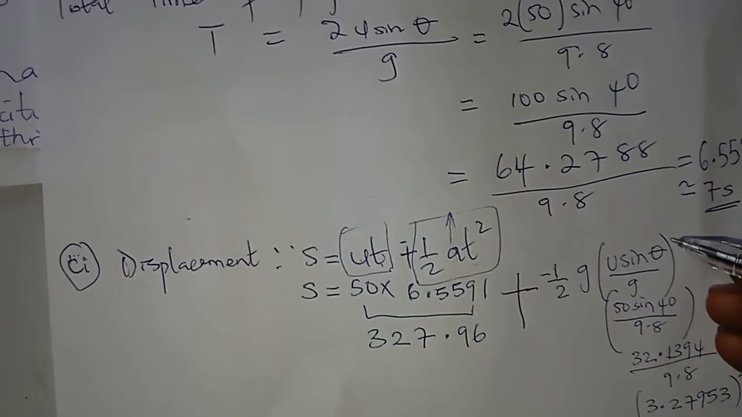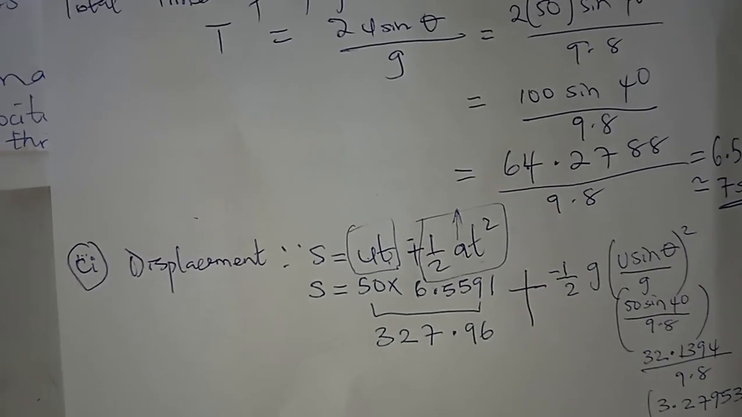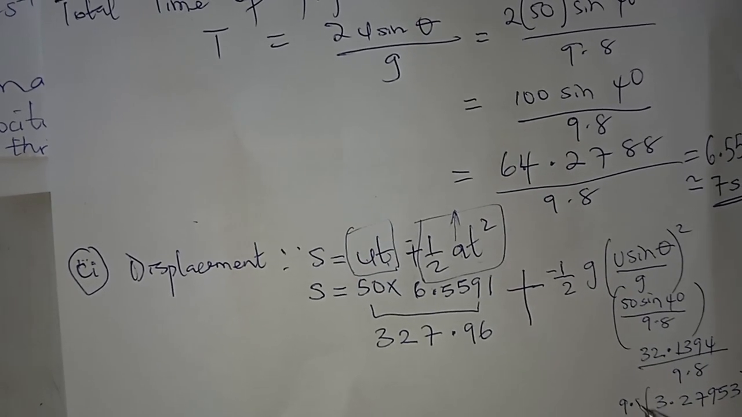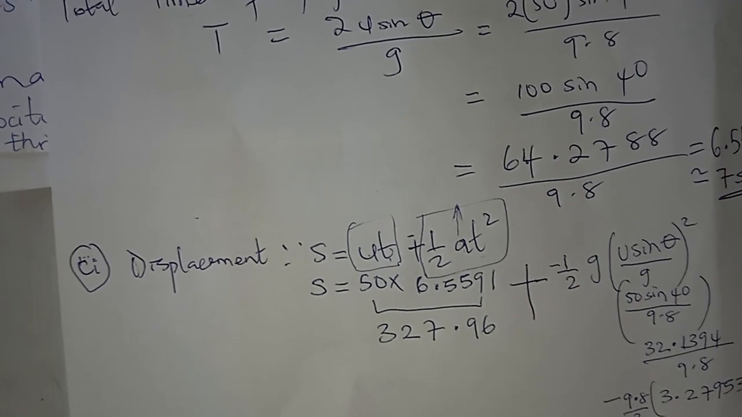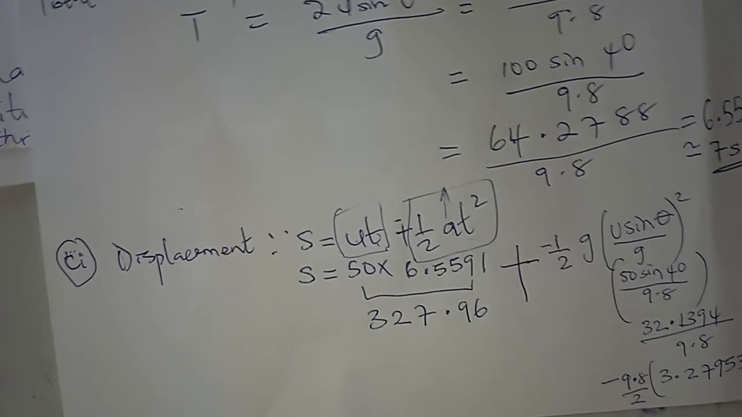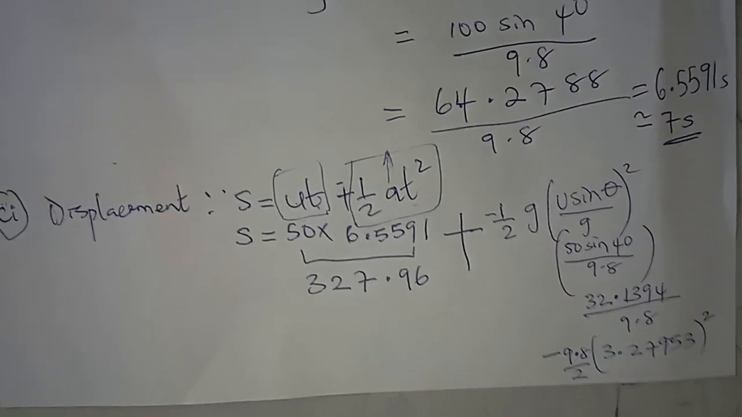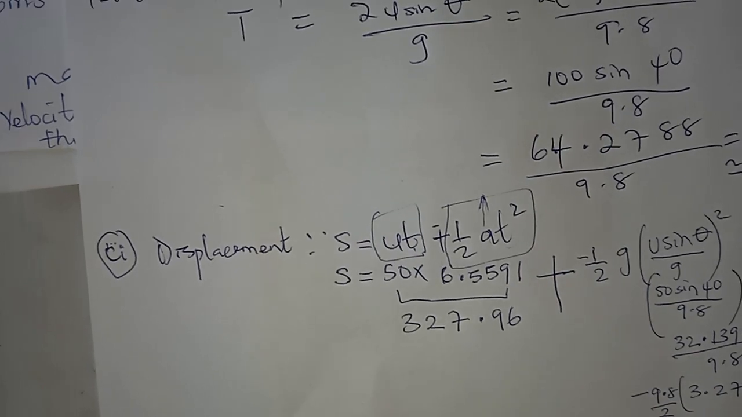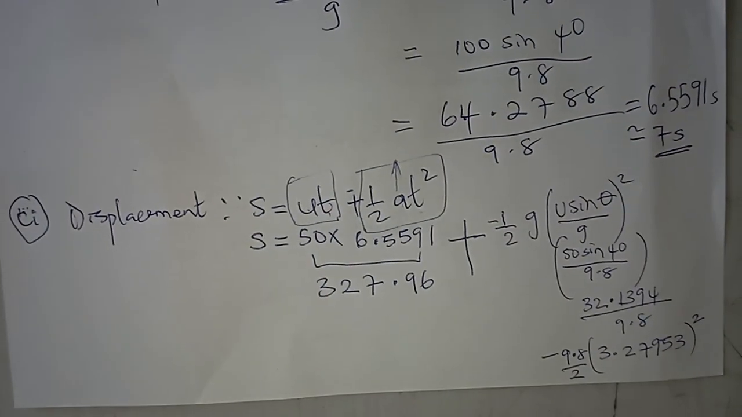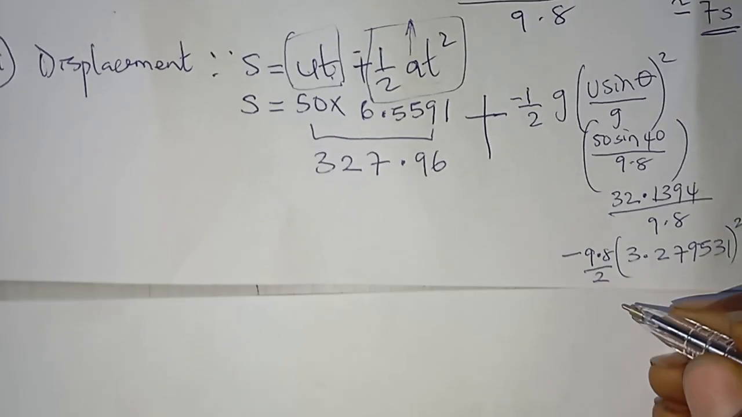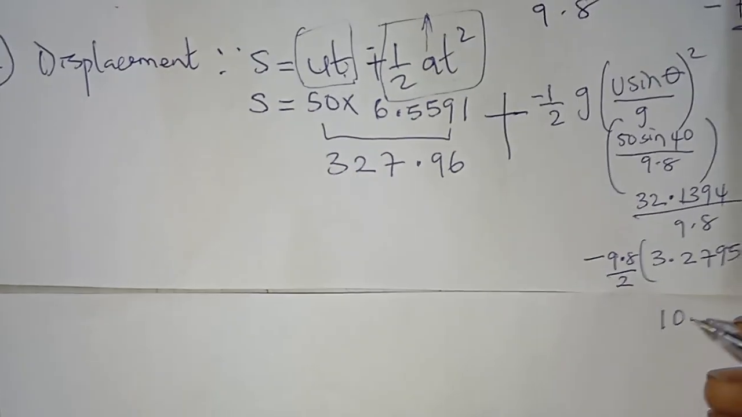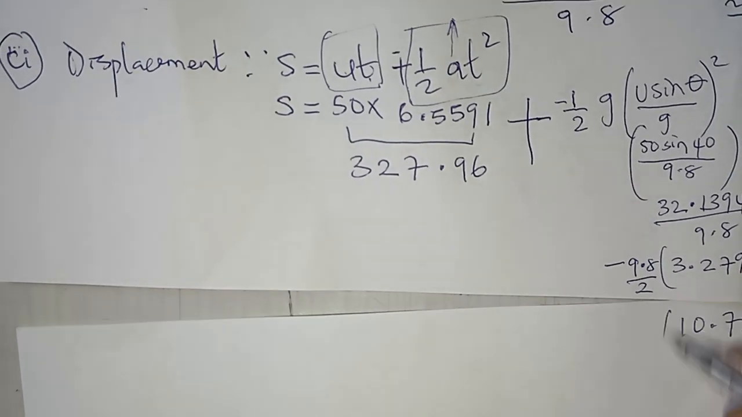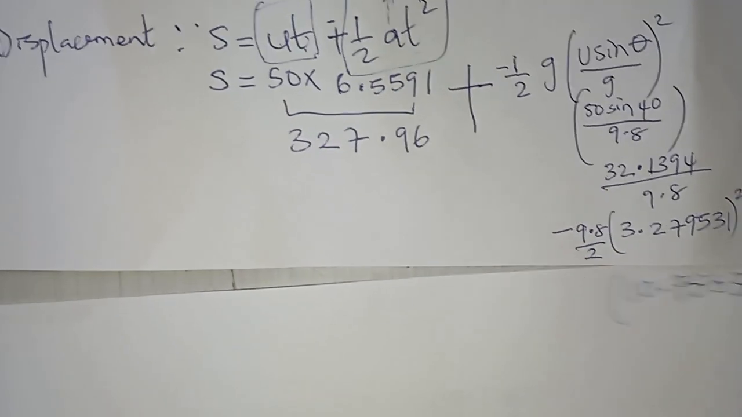Then remember that everything here is going to be squared because the t is squared, then times g, which is 9.8 minus 9.8 over 2. So let's take the square. Everything inside the bracket should give me 10.7553. That is when I square it.